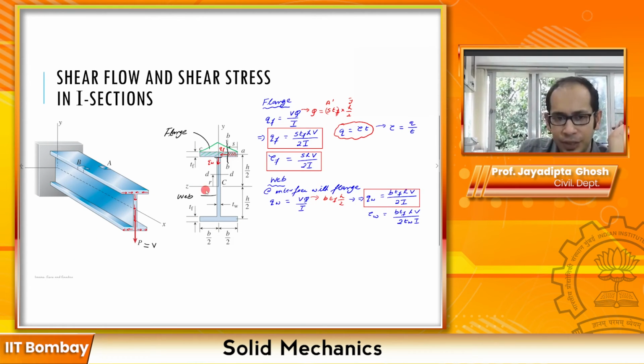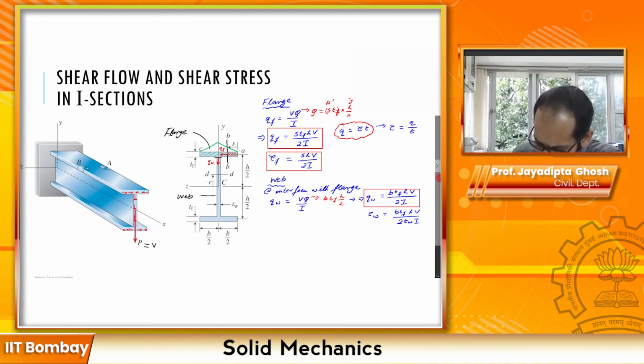Okay, so now this was at the interface. Now as I was saying, if you come to the centroid over here, the value of Q and the value of tau, I have it derived here already. So at the middle of the web, the value of tau W comes out as something like this. You can derive this easily: at the middle of the web. So that is at C over here, at this particular point.